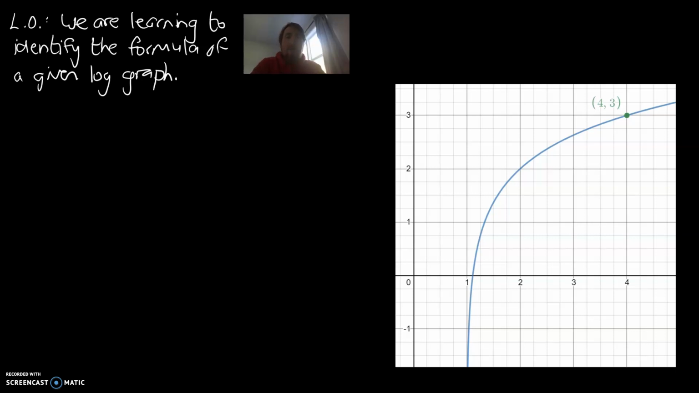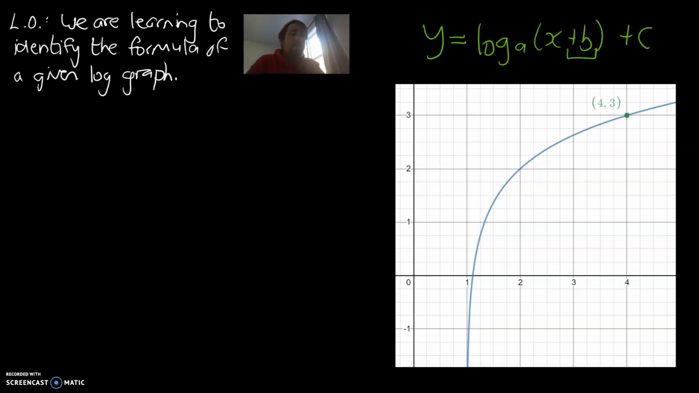Today's learning objective is in white and we are learning to identify the formula of a given log graph. We're going to get straight into it. We're going to start by writing out the formula that we're wanting to use: log with the base of a, x plus b, and then plus c.